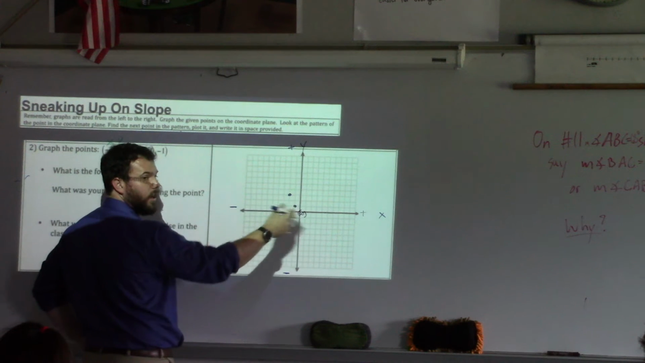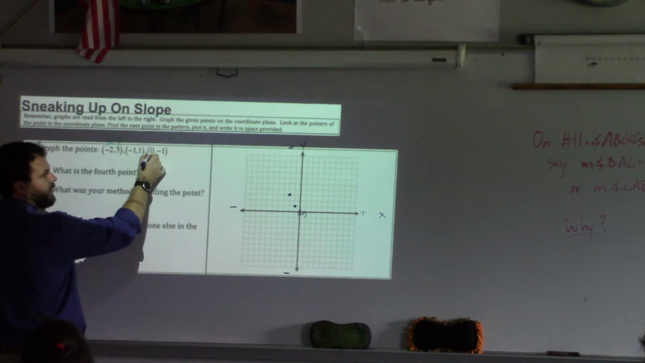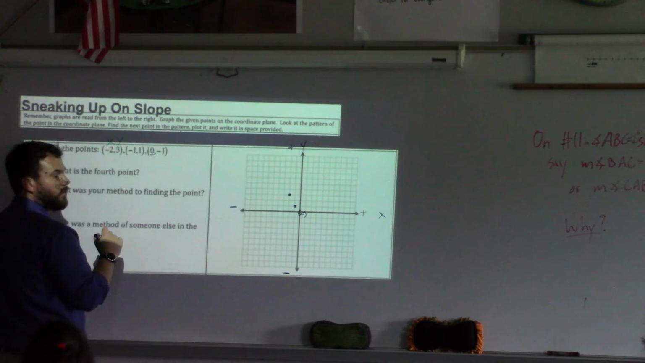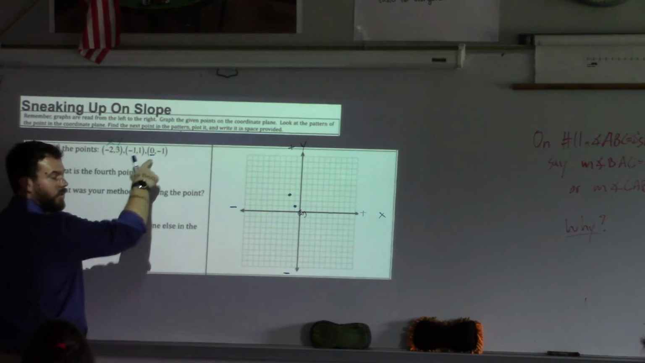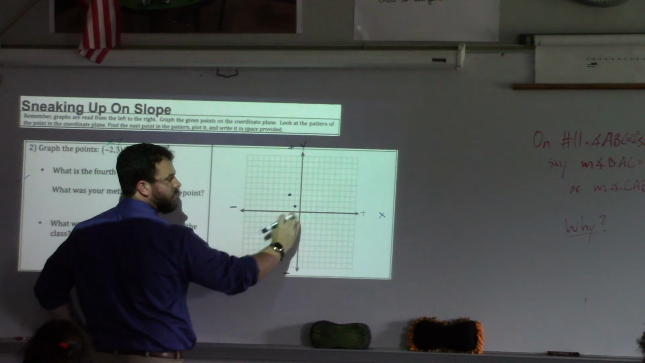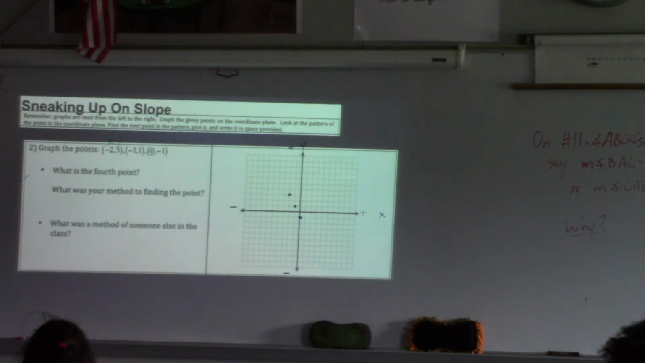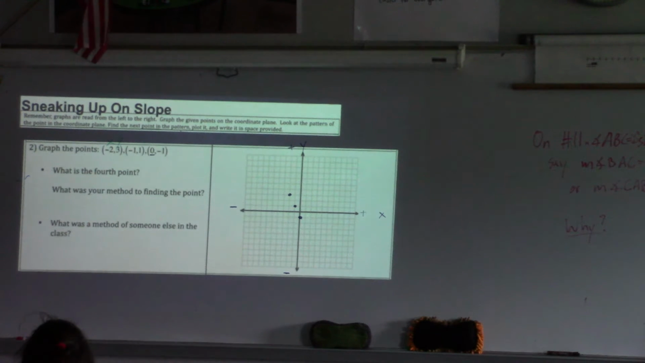Do I go to the left or right? Remember, x is? Zero. So am I going to the left or right? No. You're staying there, and then I'm going down 1. Notice, what shape do those 3 points make? They make a line. That is a linear shape right there. And so what is a fourth point?